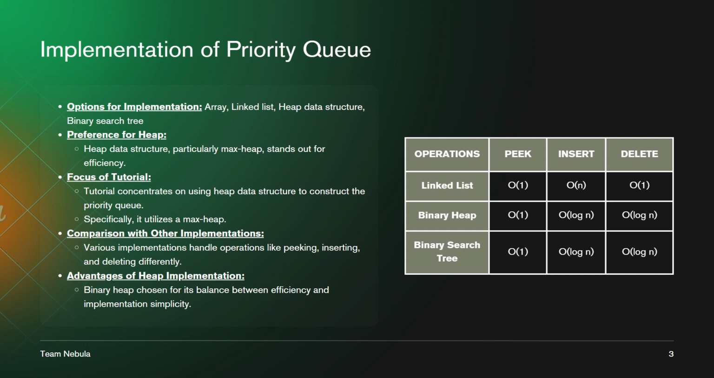For the binary search tree, the peek operation has a time complexity of big O of 1 as it directly accesses the root node. Both the insert and delete operations have an average time complexity of big O of log n as they traverse the height of the tree. However, in the worst case, they may have a time complexity of big O of n if the tree is unbalanced. So, when we consider all these factors, using a binary heap for our priority queue seems like a great choice due to its balance between efficiency and ease of implementation.